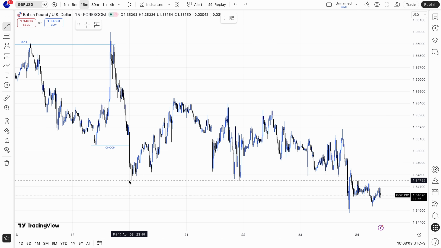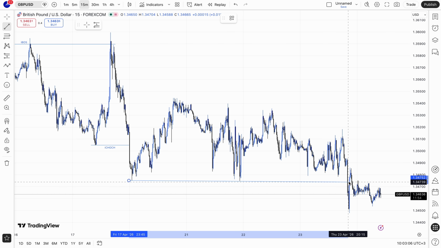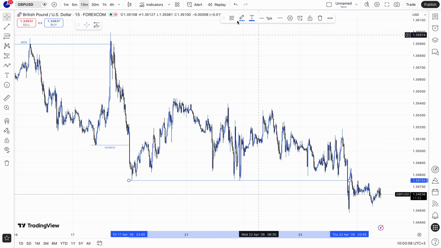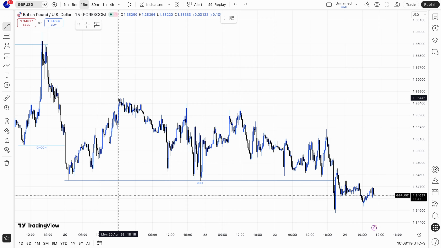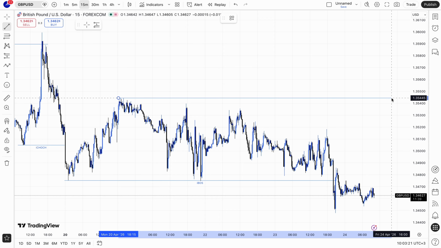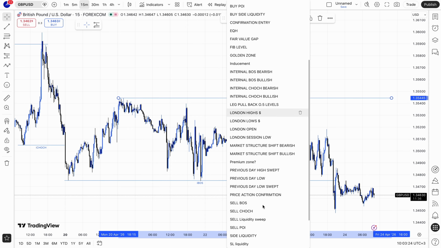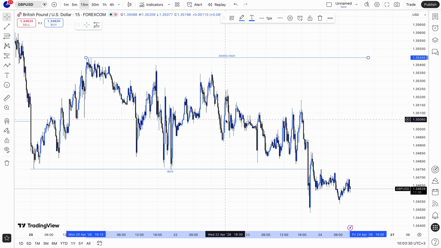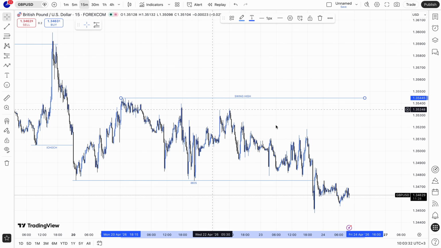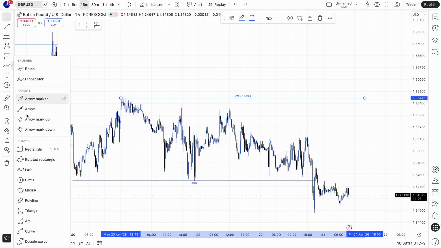And then we're going to have our break of structure to the downside, continuation, right? That means this is our swing high, and this is our swing low right here, our swing low here. Now from here we have plenty of liquidity up here, but you're going to use two approaches.